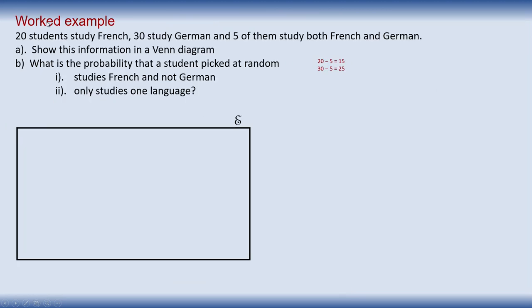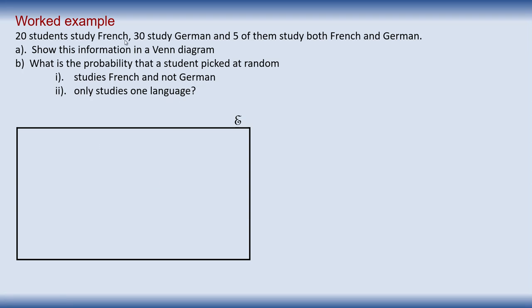In this example, we've got 20 students who study French, 30 study German, and 5 of them study both French and German. Show this information in the Venn diagram. What's the probability that a student picked at random studies French and not German, only studies one language?